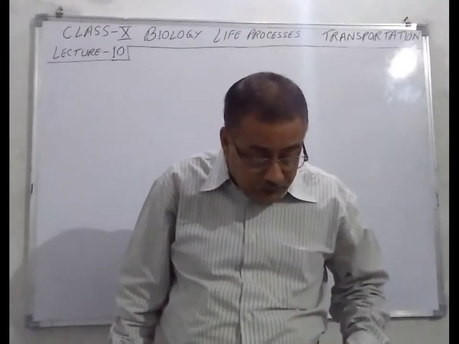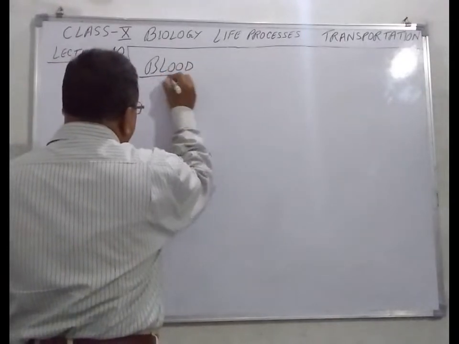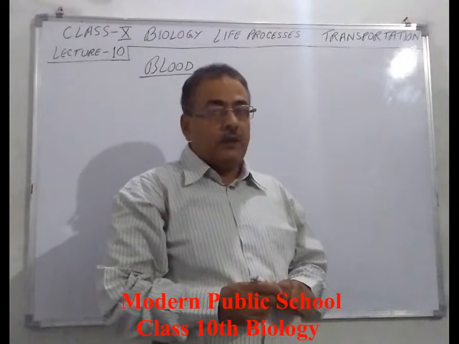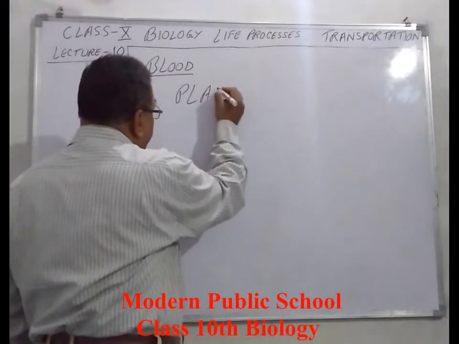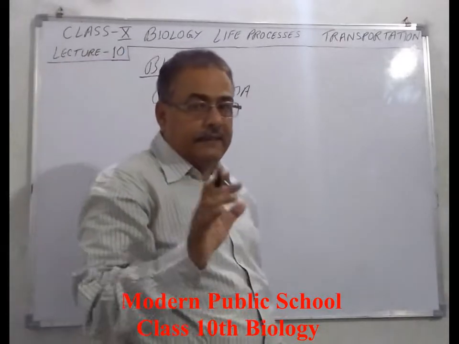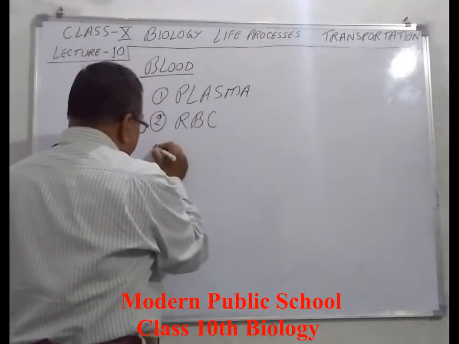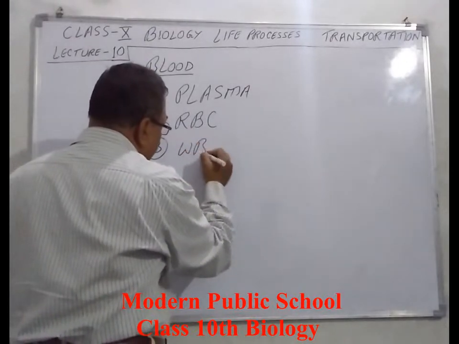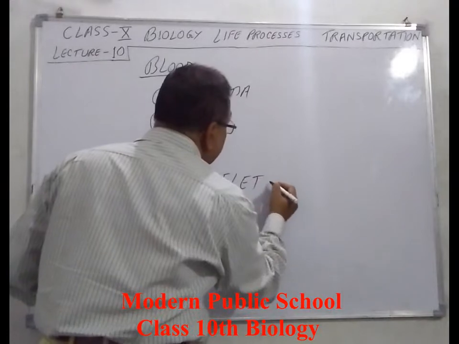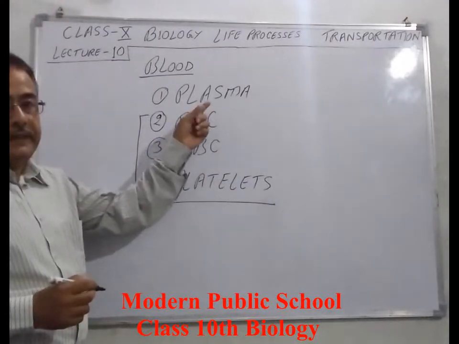Firstly, we will discuss blood. Blood is a fluid connective tissue. It is a type of connective tissue, fluid connective tissue. Its liquid portion is termed as plasma. And this plasma contains some suspended cells. These suspended cells are red blood corpuscles, that is RBC, WBC, white blood corpuscles, and the fourth one is platelets. These are the cells which are present in plasma.